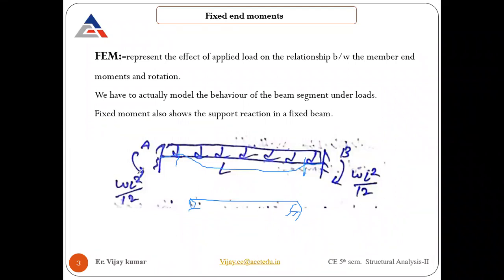These are the fixed end moment values, that is WL square by 2, which we already calculated and saw how to find. Everybody knows how to find it. Basically, the fixed end moments represent the effect of the applied load.